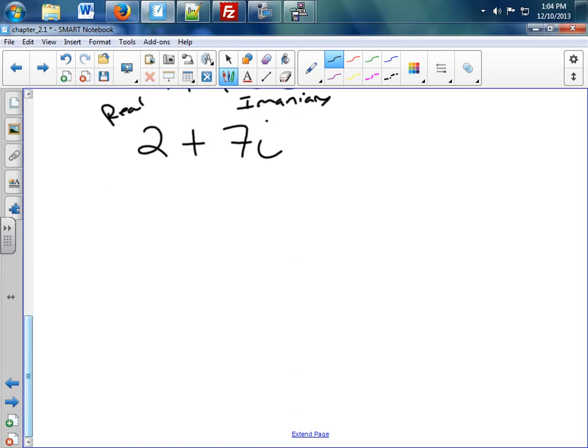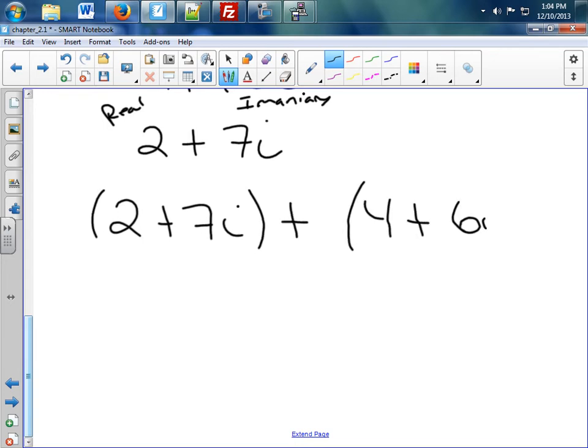Now, all the things that you could do with real numbers, add, subtract, multiply, divide, you can do with complex numbers. So if I wanted to add two complex numbers, if I took 2 plus 7i and I added it to 4 plus 6i, what do you think you do? You're just going to add the real parts together first. 2 plus 4 is 6. 7i plus 6i is 13i.